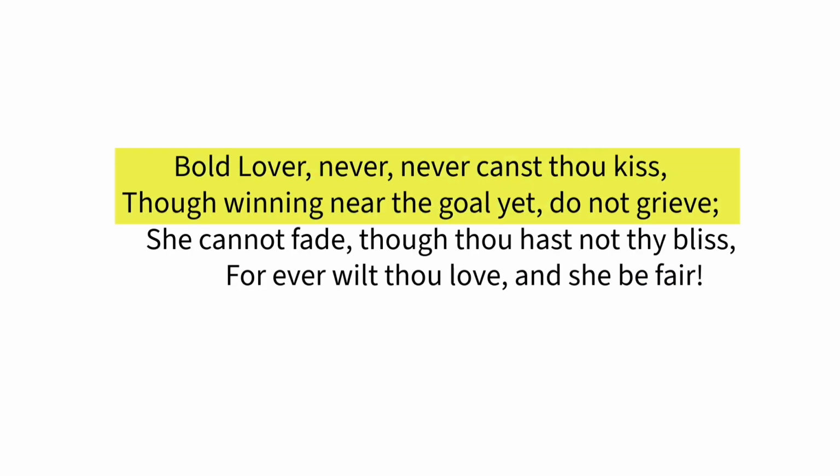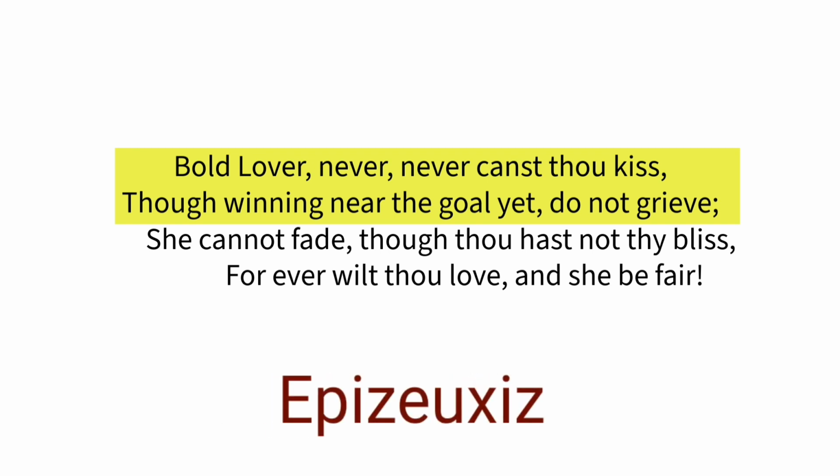Bold lover, never, never canst thou kiss, though winning near the goal, yet do not grieve. So now John Keats says these lines express that a bold lover, although near to their goal, will never be able to kiss. Then this line, do not grieve, means that John Keats advises them not to be upset about it. And this never, never: the figure of speech that has been used here is called epizeuxis, the immediate repetition of never, because never is repeated, never never.